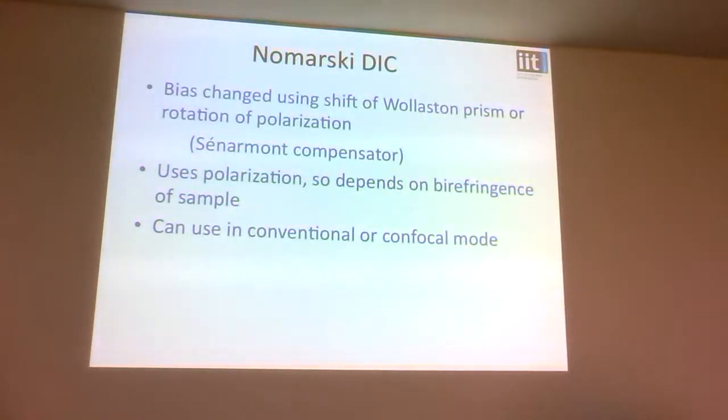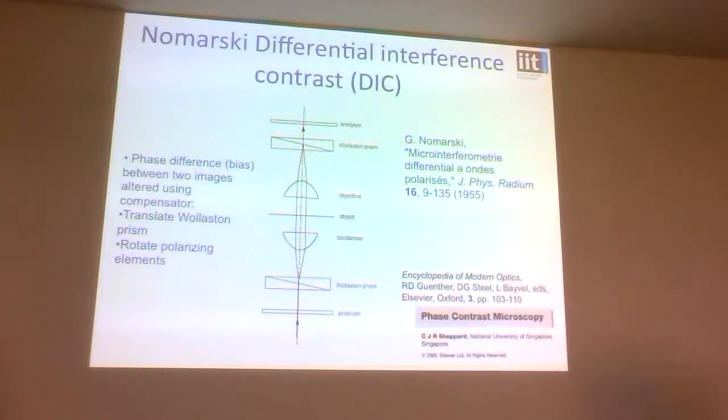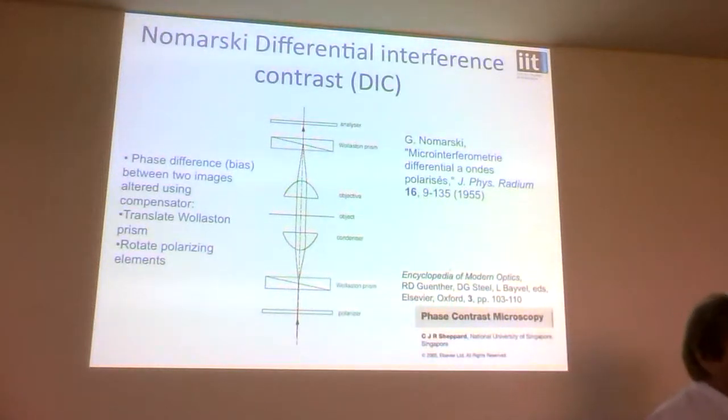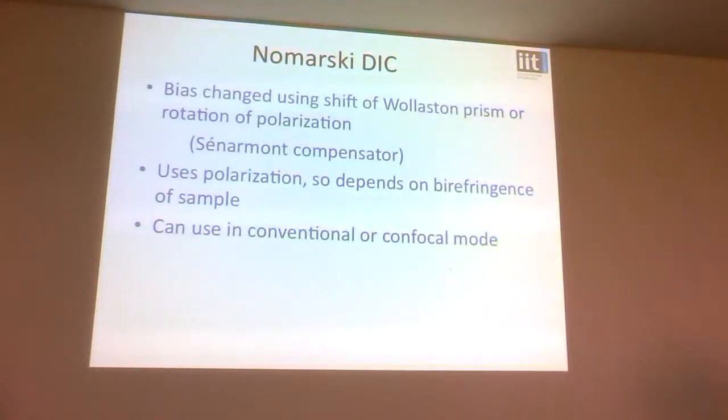Now, what you will need to do is, I say that you've got these two beams that interfere with each other. So you want to be able to basically change what's called the bias, the phase of the reference beam. This is what we call the bias at the top there, and one way of doing it is to just shift the Wollaston prism sideways. Another way of doing it is to use some polarization elements. So different manufacturers do different things on that.